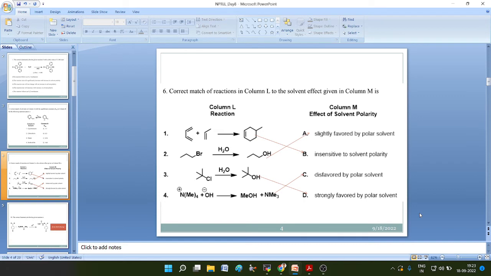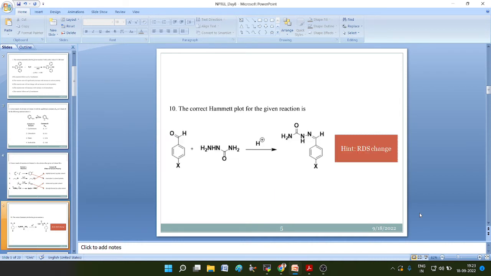The first three questions I discussed. Now I will give you some time to think about this. Ma'am has discussed this thoroughly in the classes, and I have also discussed this question a lot. So the correct Hammett plot for the given reaction is, I didn't show the four options here, but I want to give you some time to think what will be the plot. Just tell me the rho values, positive, negative, what will be the case.